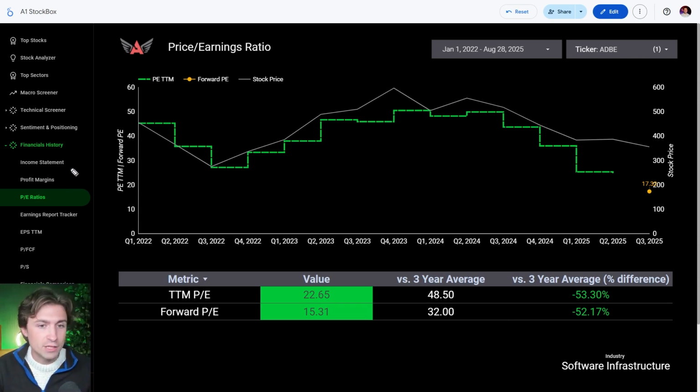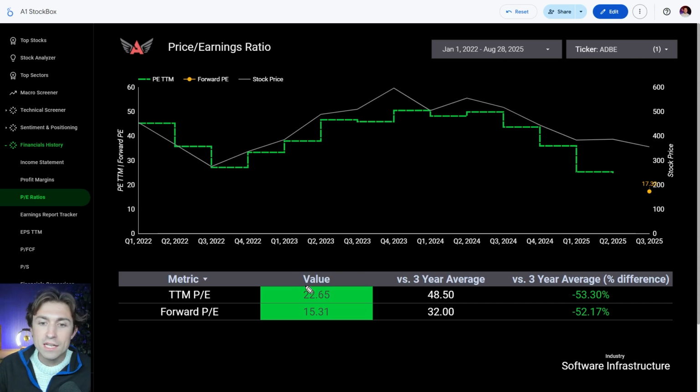What we've just navigated to is under financial history. We've pulled up our PE ratios chart and I've selected ADBE. What the top stocks page is ultimately doing is looking at a collection of financial data points relative to their 3-year averages. And if the stock is more attractive, it's getting more of a positive score, and if it's more expensive or unattractive, it's getting a more negative score.